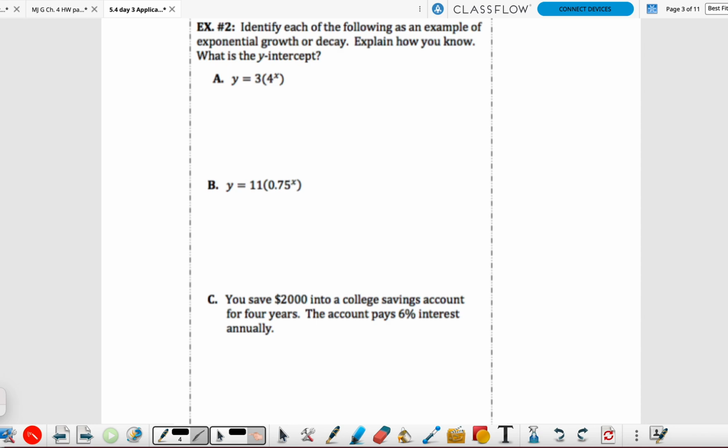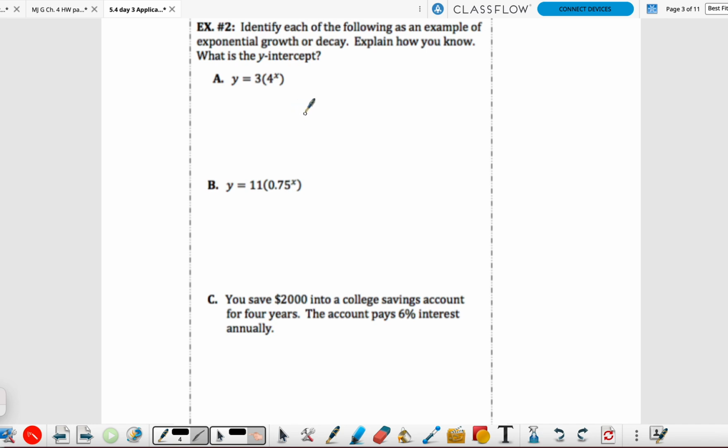Okay, so today we're just going to keep working at 5.4, keep talking about exponential growth and decay. We're going to have a little bit more focus on some applications of this. So just to warm up today, we're asked to identify each of the following as an example of growth or decay and explain how we know. We'll just kind of talk that out.